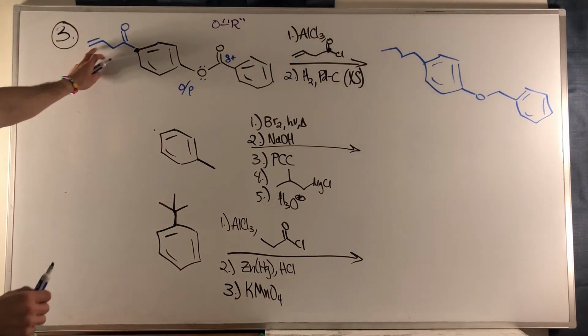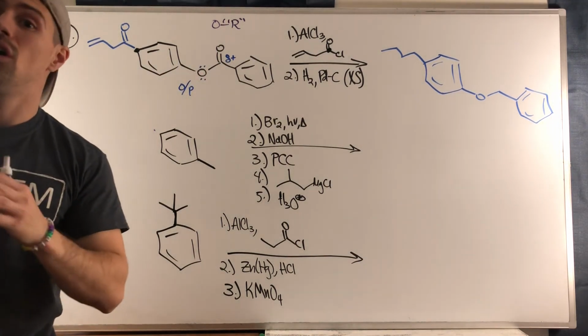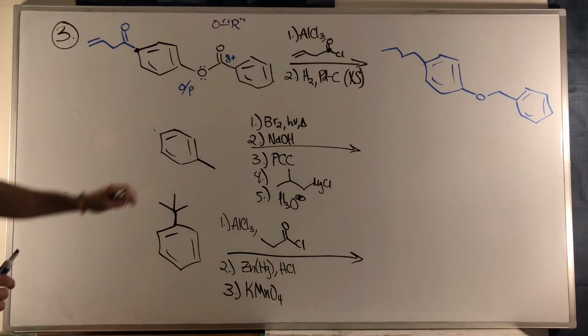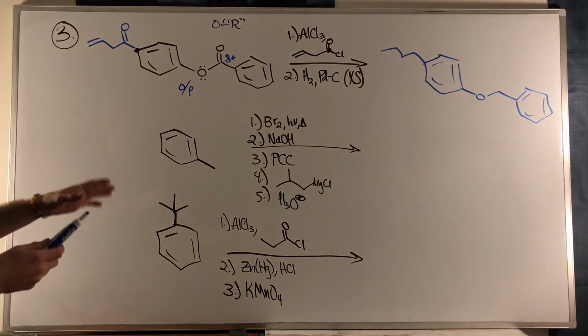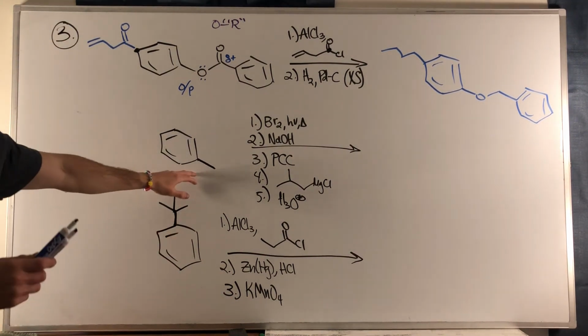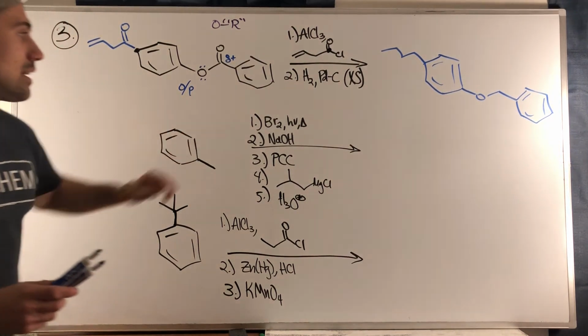So the double bond is gone, that benzylic carbonyl is gone, and that benzylic carbonyl is also gone. Okay? Now, second problem. We're just going to take it one step at a time. We have good old toluene. It's just methylbenzene. So this reaction right here.